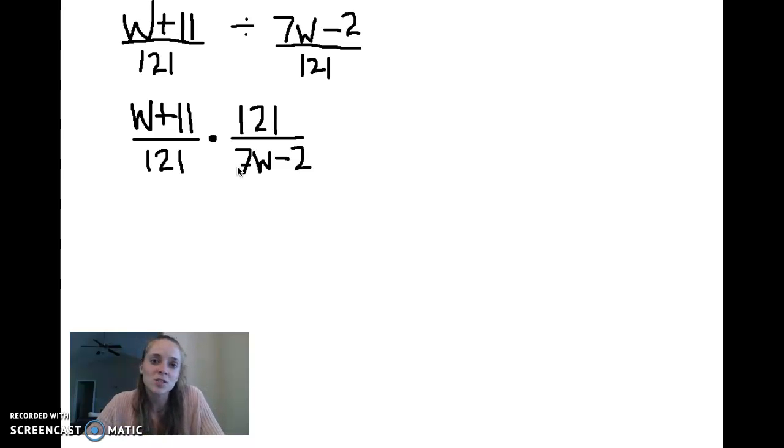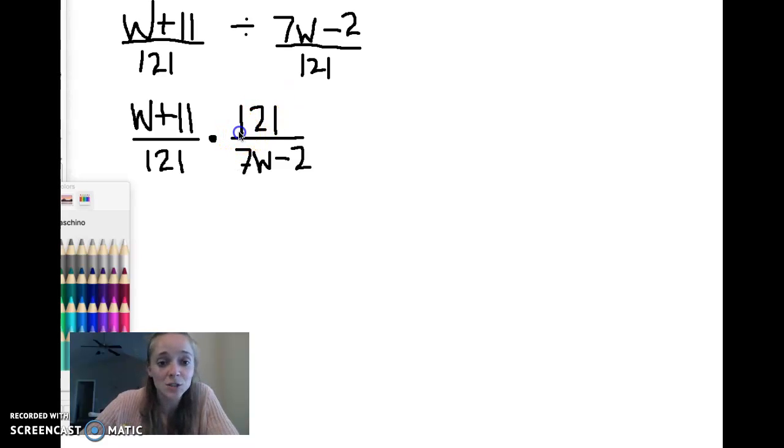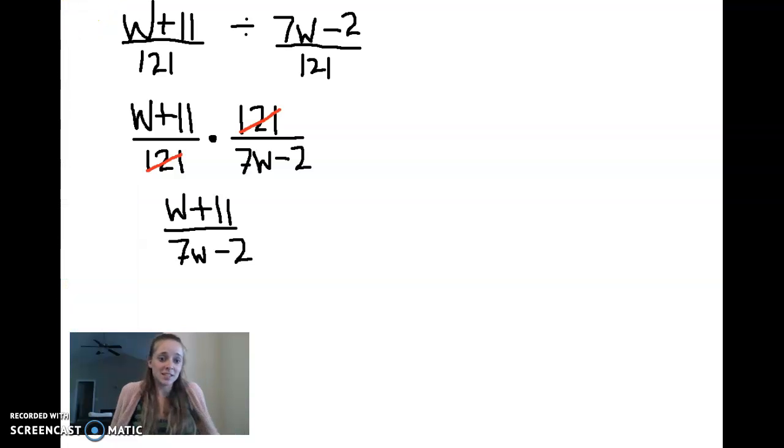Whenever there is a plus or a minus right next to what you're working with, you're not going to be able to cancel it. So what I can do is cancel the 121 on the top and the bottom because those are factors. Sorry, my dogs are growling. And then what we're left with is w plus 11 over 7w minus 2.